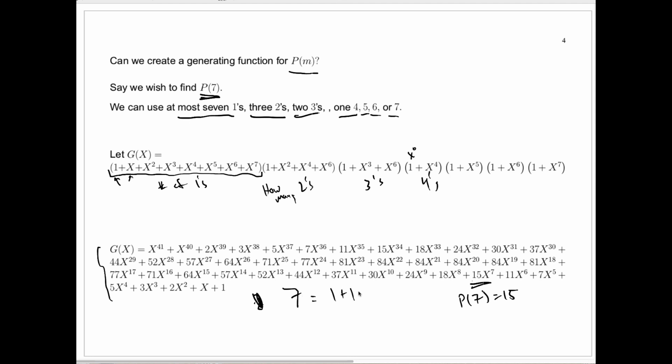We already mentioned 1 plus 1 plus 1 plus 1 plus 1 plus 1 plus 1. You could also write it as 7. You could also write it as 1 plus 1 plus 5. And there are a whole bunch. In fact, there are exactly 15 of them.